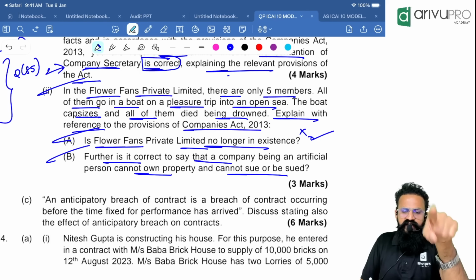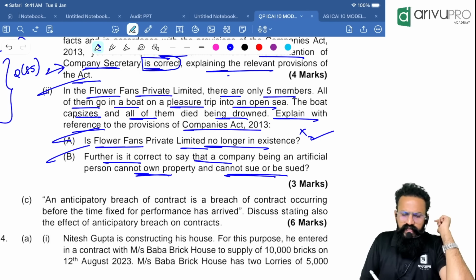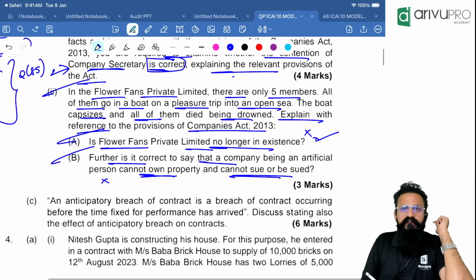Next one. Is it correct to say that the company, being an artificial person, cannot own property and cannot sue? Now, is it correct to say so? It is incorrect.